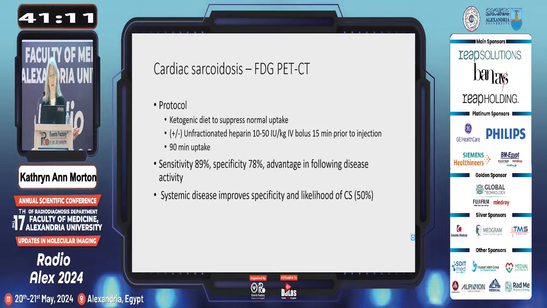The sensitivity is slightly better than MR at about 90%. The specificity is similar, about 78%. But it has an advantage of following active disease over time. Doing a whole body scan as well and identifying the presence of systemic sarcoidosis increases the likelihood of cardiac sarcoidosis to about 50%.